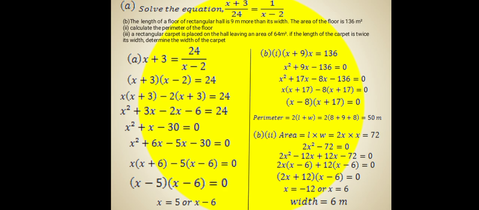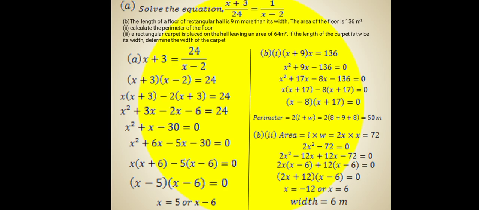Now, first we shall use the variable we have been given. We have been told that the length is 9 meters more than the width. Now, assume the width is x, the length will automatically be x plus 9. Now, multiply x plus 9 by x, you get the area we have been given of 136 meters square. Now, solving for x, we find that x, which is the width, is 8 meters.